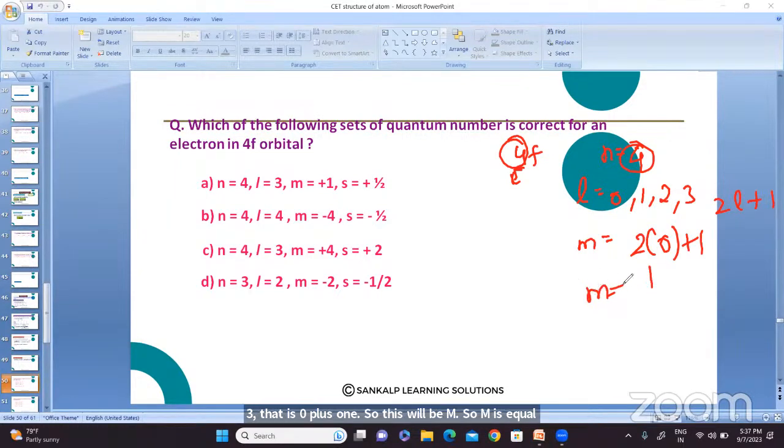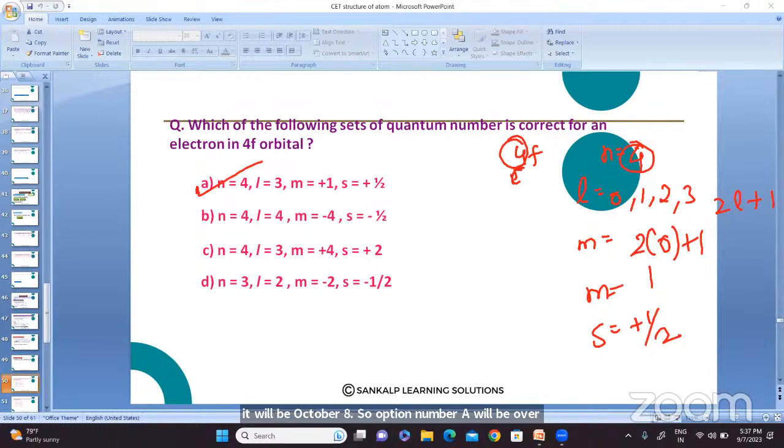So we are seeing this for only one electron, right? Now S will be equal to half, this is for the spin. So if n is equal to 4, L is equal to 3, then M is equal to 1 and S equals half. So it will be option number A. Option number A will be our right answer.